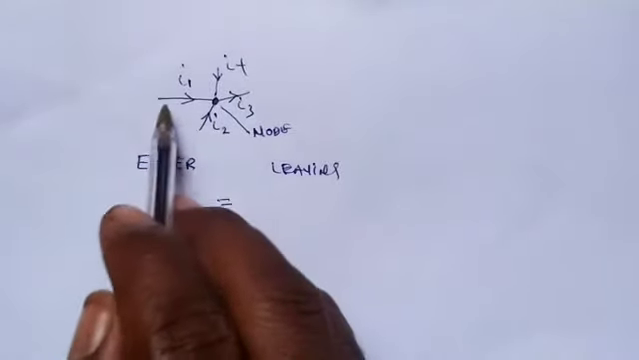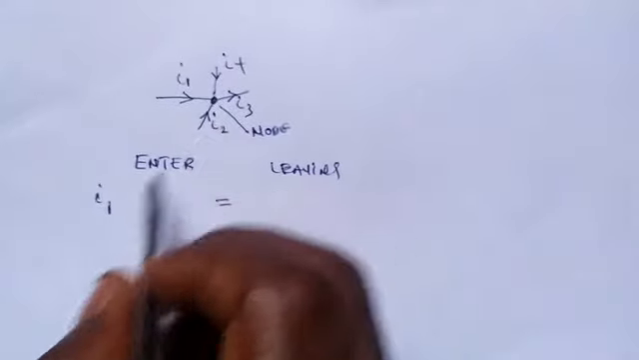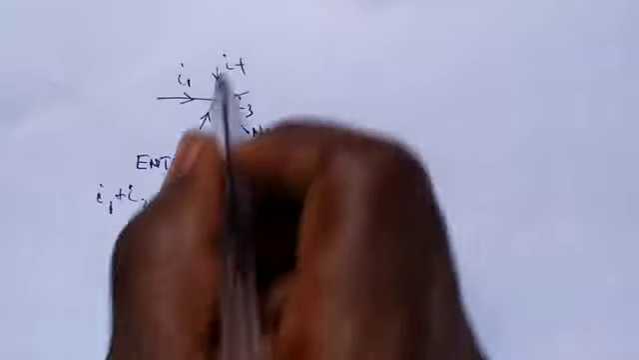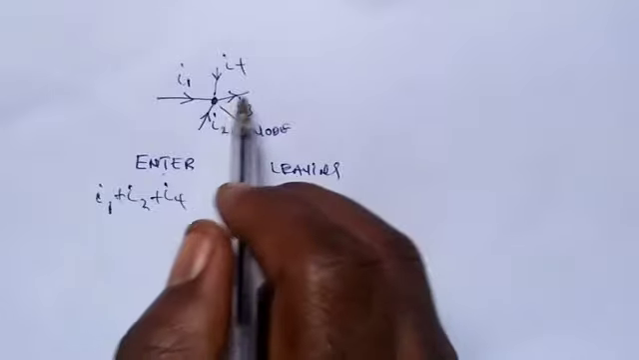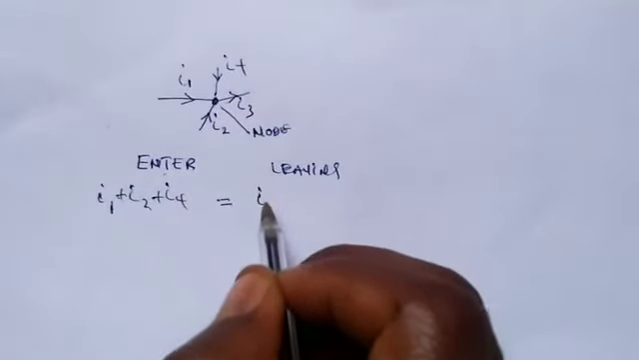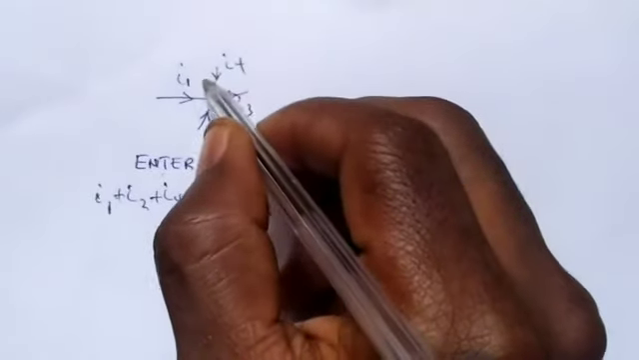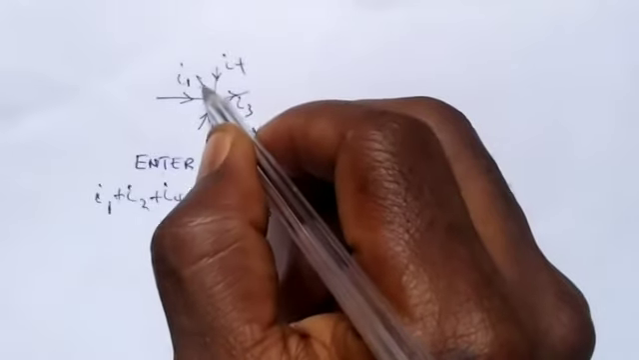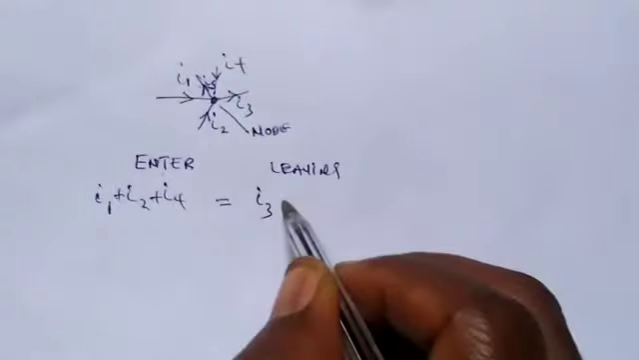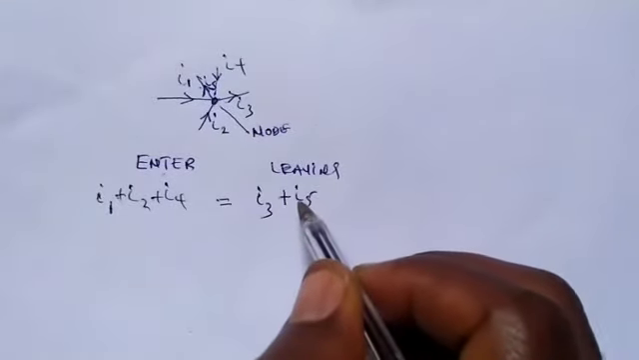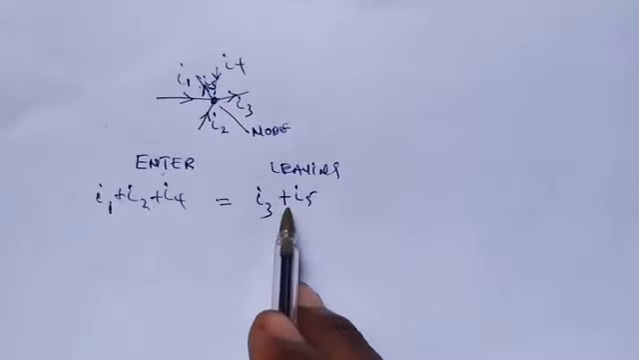This is my equal sign. So the current entering: I1 is entering, I2 is entering, I4 is entering, so I1 plus I2 plus I4. Now where's the one leaving? I3 is leaving. Look at the arrow, it is leaving, so we write I3 here, right? Now let me just add one more, let's say I5. I5 is also leaving, so because it's leaving, I'll put I5 here. All together now, the current entering into this particular node is equal to the current leaving.